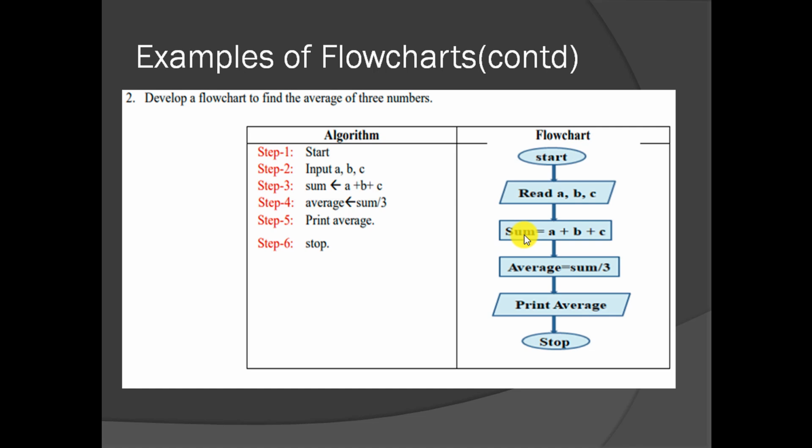First we start, and then we take three inputs, so we use a parallelogram for input taking. Then we calculate the sum, which is a calculation, right? So we have used a rectangle over here, and the average is also a calculation, which is why we have used a rectangle. Then we print the average as output. For input and output we use the parallelogram only, and then we stop the algorithm.